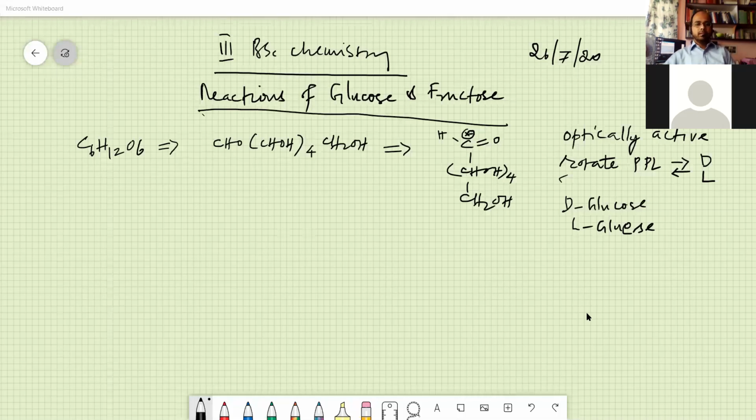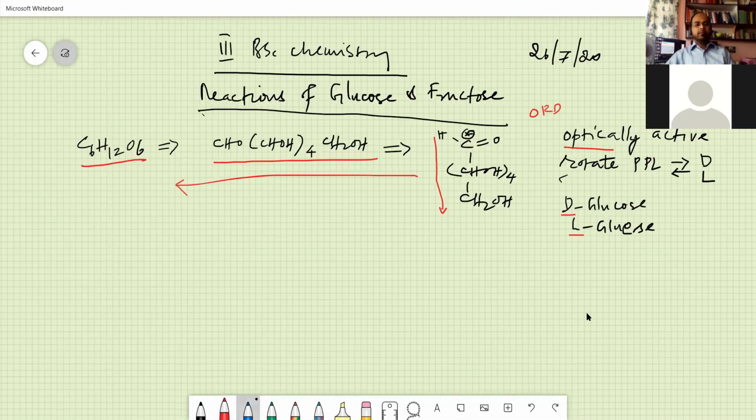So I was telling that we have the empirical formula C6H12O6. We expand it like this, and then further expand it like this. And I was telling that we have plane polarized light, which measures the optical rotatory dispersion and gives you isomers: the D isomer, dextrorotatory, and the L isomer. So I'm just expanding it again and writing it here like this.